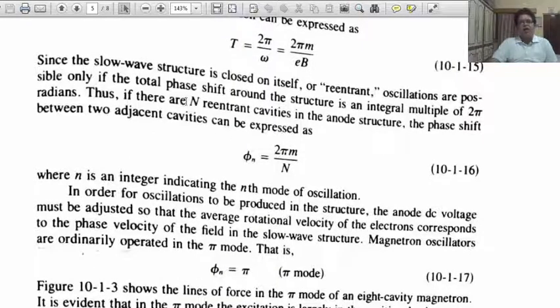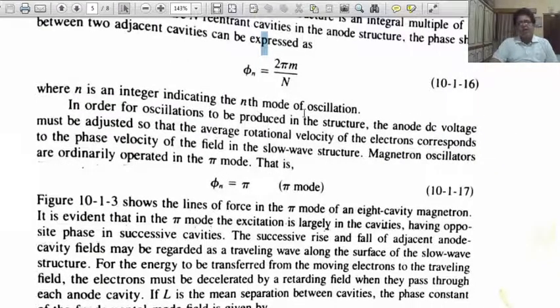Now, if there are n recurrent cavities in the anode structure, the phase shift between two adjacent cavities can be expressed as phi n equal to 2 pi n upon N, where n is an integer and the nth mode of oscillation. In order for oscillations to be produced in the structure, the anode DC voltage must be adjusted so that the average rotational velocity of the electrons corresponds to the phase velocity of the field in the slow wave structure. Magnetrons are ordinarily operated in pi mode, that means phi n equal to pi.